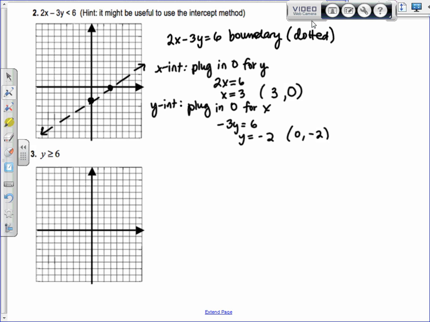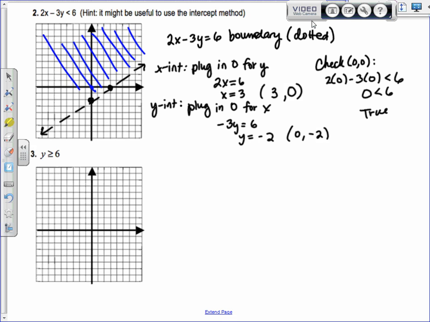All right, and then I need to decide where to shade. This is when you cannot just say, oh, I have a less than in the equation, so it's going to be below the line. You can't do that because you don't have y by itself. So you have to do a checkpoint when it's in this form. So we're going to check (0, 0). When I check (0, 0), I get 2 times 0 minus 3 times 0 is less than 6. You don't have to write out all of these steps, I'm just doing it for your notes. So 0 is less than 6. That's true, so that means (0, 0) will be shaded. Since (0, 0) is above the line, you're going to shade above the line. That's your final answer.